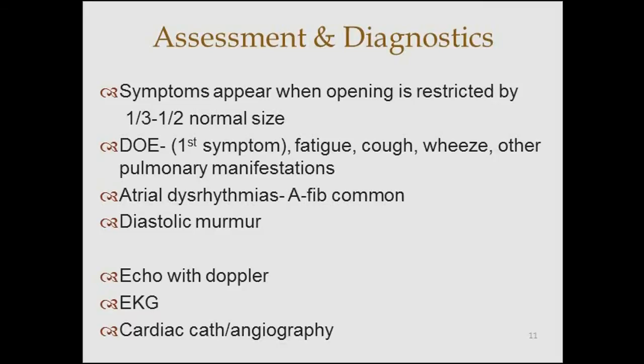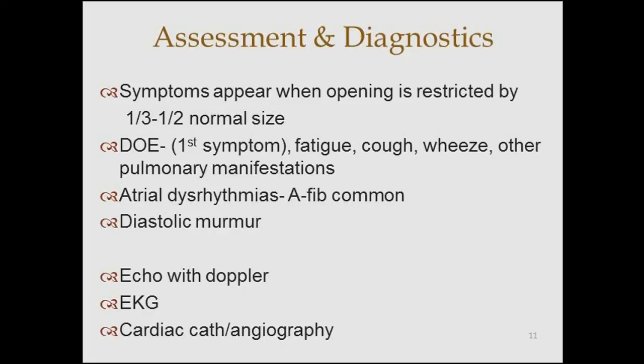Dyspnea on exertion is the first symptom, and that is typically because of the venous congestion and pulmonary hypertension. With pulmonary congestion, with that hypertrophied left atria that backs up into the lungs, all of that pulmonary congestion will cause pulmonary hypertension. And that dyspnea on exertion is one of the first symptoms that the patient will have. Fatigue, again, coughing, wheezing, pulmonary manifestations, of course, with pulmonary congestion.